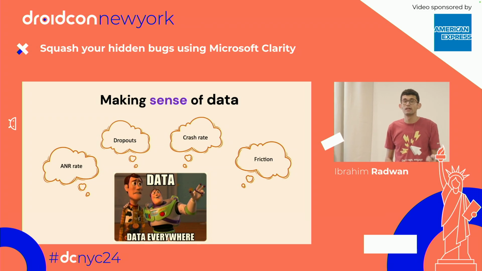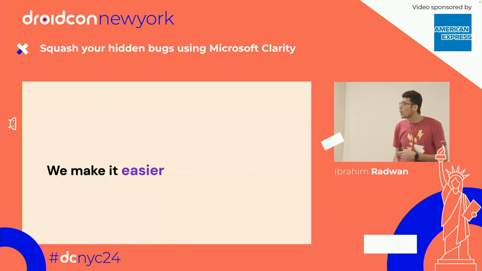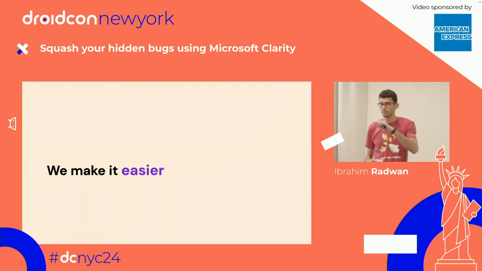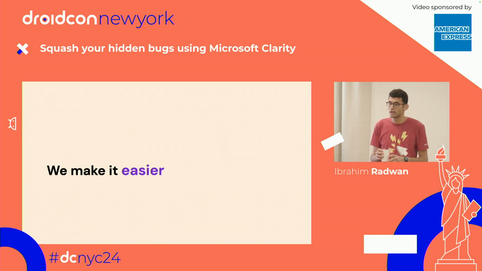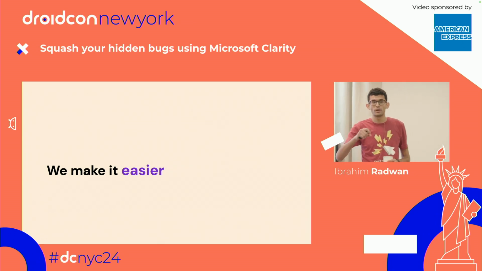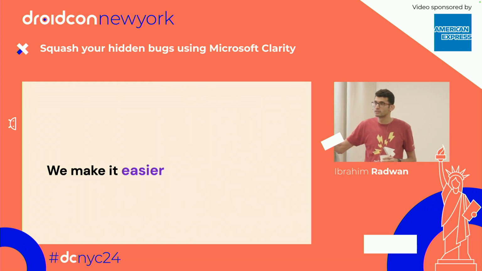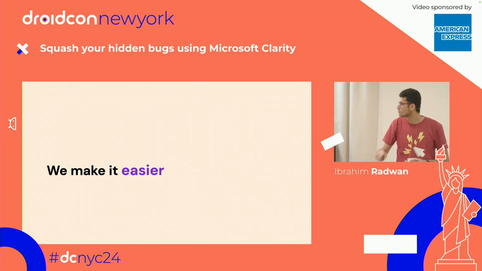And here is where behavioral analytics tools like Clarity come to help you. We make it easier for you by showing you how your user is going through your application. We give you visual insights that help you see how your users were going through your app and what actions they did, what friction points they faced, and so on.